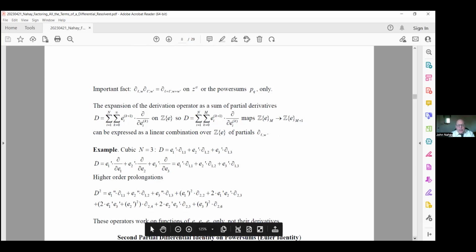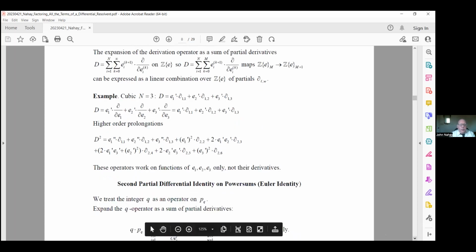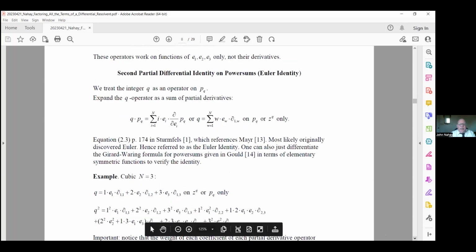And then second derivative, notice it requires partials del 1,1, 1,2, 1,3 up to del 2,6. Okay, the second identity we need is that we now treat Q as an operator on P sub Q. Q times PQ is the weighted sum of the partials. So it's the sum of i times e_i times the partial with respect to e_i of PQ.